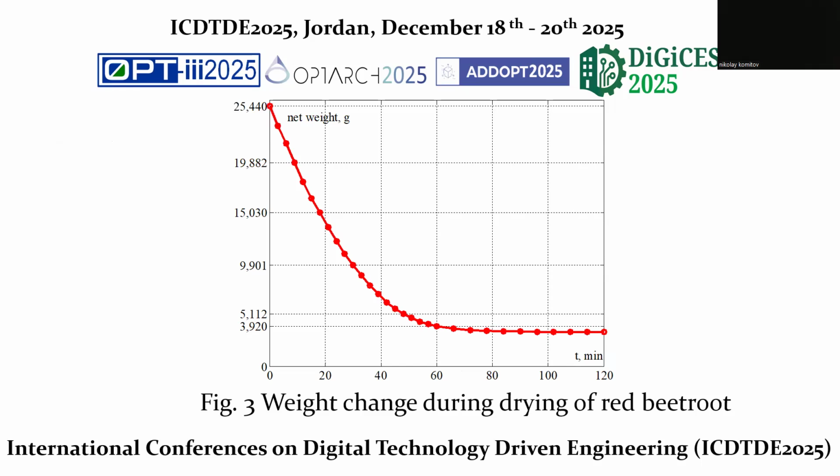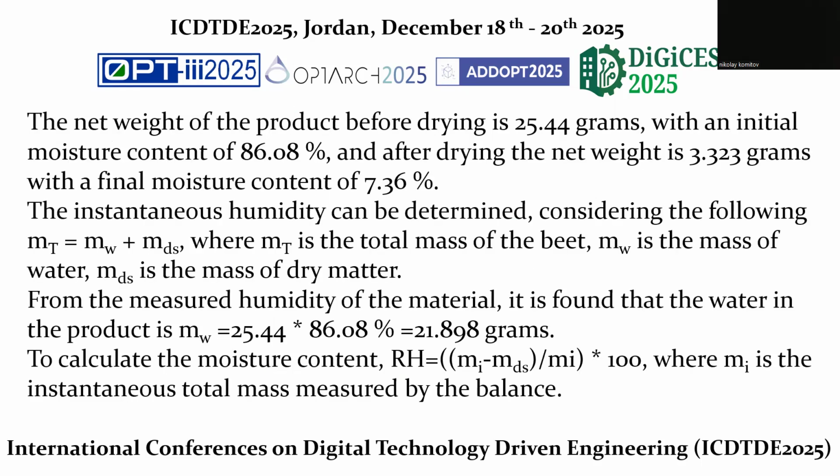Figure 3 shows weight change during drying of the red beet rod. The net weight of the product before drying is 25.44 grams with an initial measured moisture content of 86.08%, and after drying the net weight is 3.323 grams with a final measured moisture content of 7.36%.